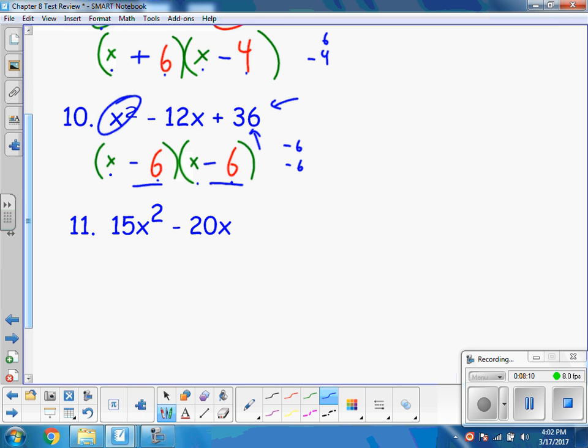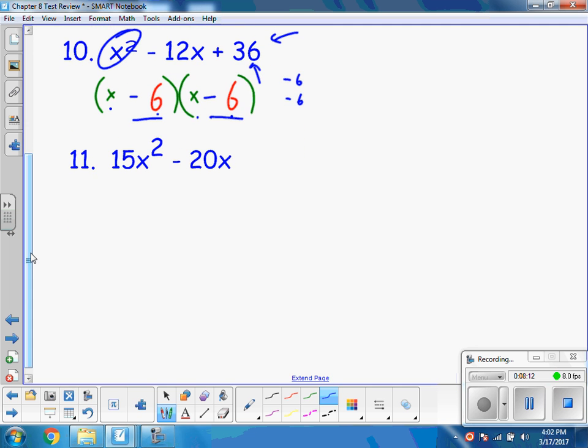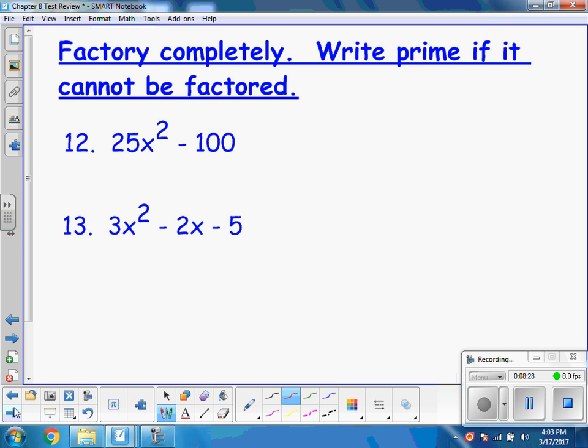So that does work. For number 11, I'm checking for a GCF, which I need to do for all of these, and I see that 5x is in both of them. And I'm left with 3x minus 4. And that's actually done. That's all I can do on number 11. That is completely factored.